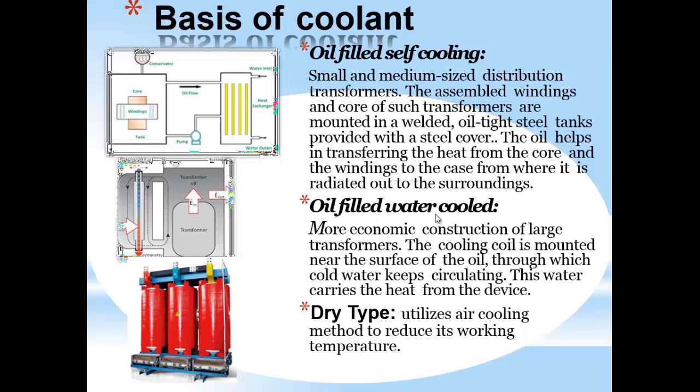The other type is oil filled water cooled. It means that the oil is filled in the transformer and the water is used to remove the heat from the transformer. So the oil carries the heat of the winding and the core, and the water, which is cooled by means of a cooling tower or chiller, is used to remove the heat from the oil by means of a heat exchanger. So this type is normally used for the more economical construction of large transformers. And then the third type is the dry type that utilizes the air cooling method to reduce its working temperature.